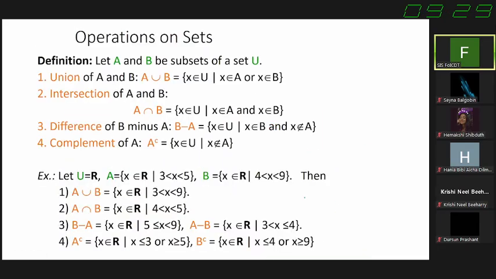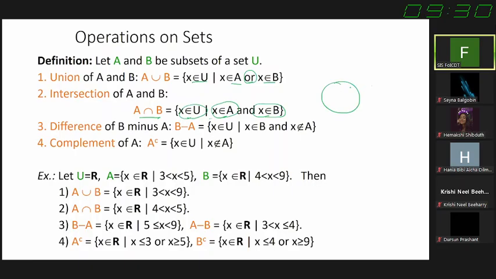Okay, so operations on sets, pretty simple. Let A and B be subsets of a universal set U. The union of A and B is simply x being an element of the universal set, where x is an element of A or, very important, x is an element of B, right? Intersection: x is an element of the universal set, x is an element of A, and x is an element of B. So this will be an intersection.